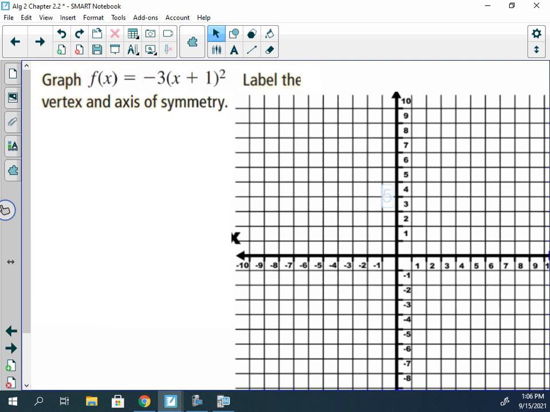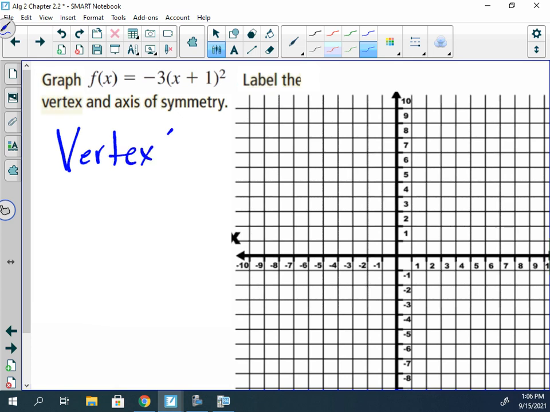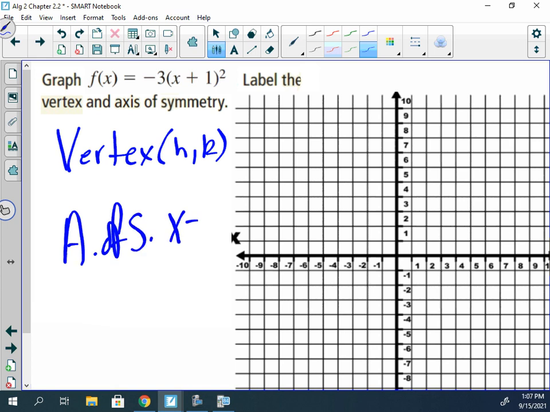Let's look at the next one. Vertex, h comma k. Axis of symmetry, x is equal to h. And if y'all want to do a of s, that is perfectly fine. Because especially on the homework assignments, you're probably going to get tired of writing axis of symmetry all the way out every single time. So I just put a of s, axis of symmetry.